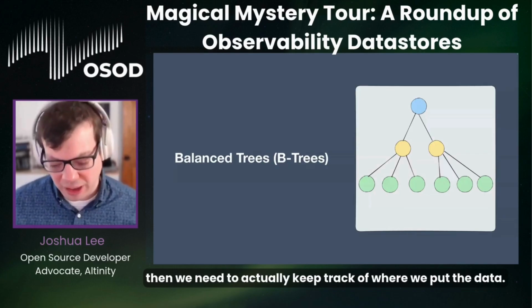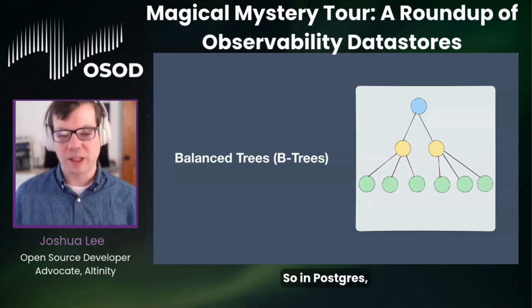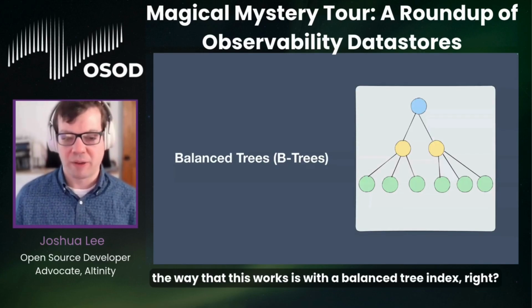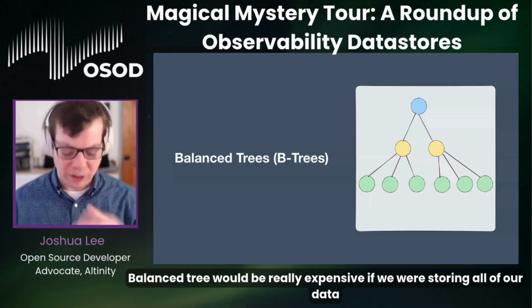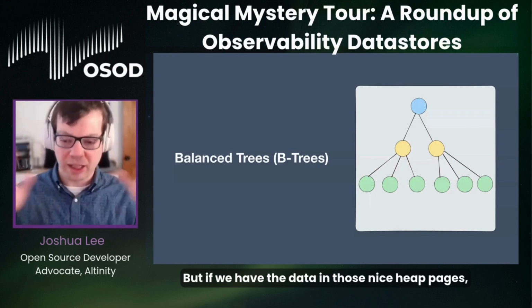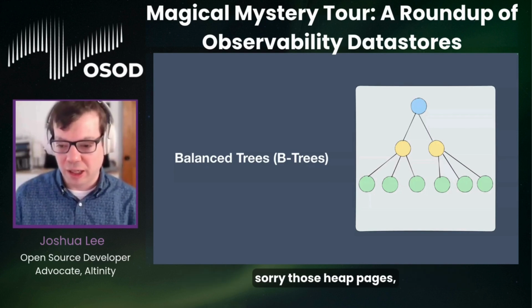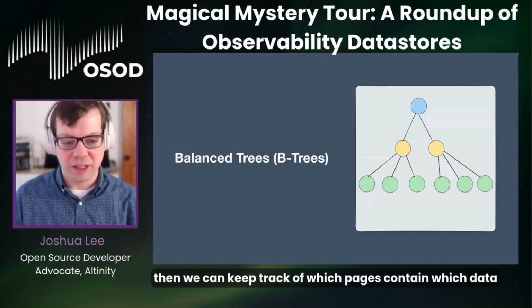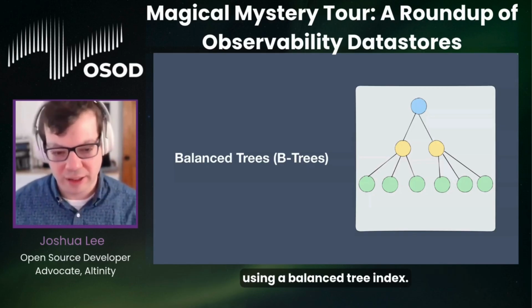Then we need to actually keep track of where we put the data. In Postgres, the way this works is with a B-tree index, right? A B-tree would be really expensive if we were storing all of our data in it, because we're moving it around all the time. But if we have the data in those nice heap pages, then we can keep track of which pages contain which data using a B-tree index.